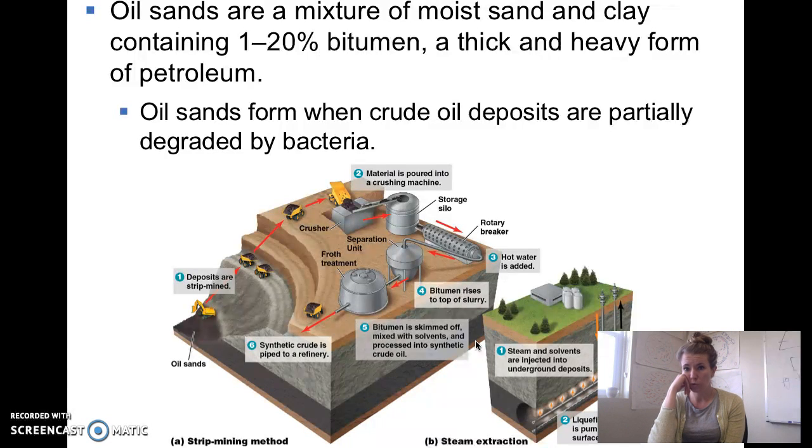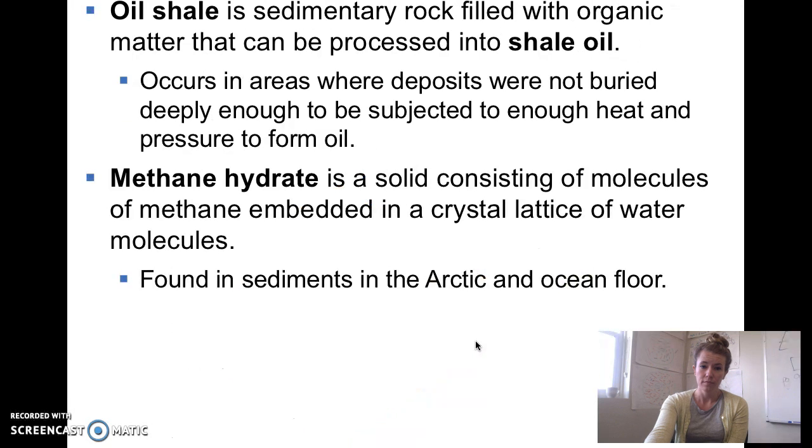And oil sands form when crude oil deposits are partially degraded by bacteria. So there was a crude oil deposit there, and then it was decayed a little bit, and it became oil sands. Oil shale is the second kind of unconventional fossil fuel, and it is sedimentary rock filled with organic matter that can be processed into shale oil. It can be burned directly like coal, or it can be processed. So basically you can bake it in the presence of hydrogen in the absence of air, and you can get out liquid petroleum. So it can be used as coal or as petroleum.